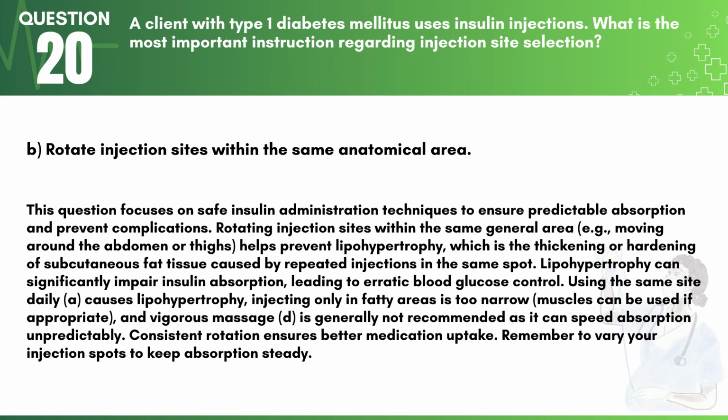Lipohypertrophy can significantly impair insulin absorption, leading to erratic blood glucose control. Using the same site daily, A, causes lipohypertrophy. Injecting only in fatty areas is too narrow, muscles can be used if appropriate, and vigorous massage, D, is generally not recommended as it can speed absorption unpredictably. Consistent rotation ensures better medication uptake. Remember to vary your injection spots to keep absorption steady.